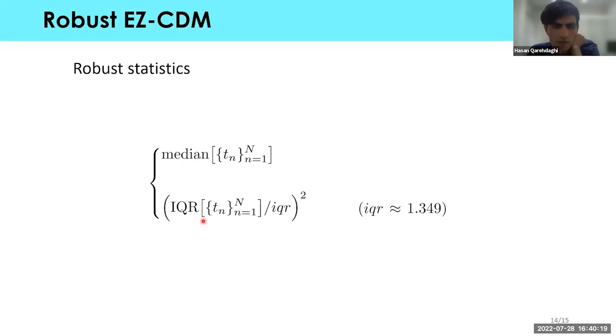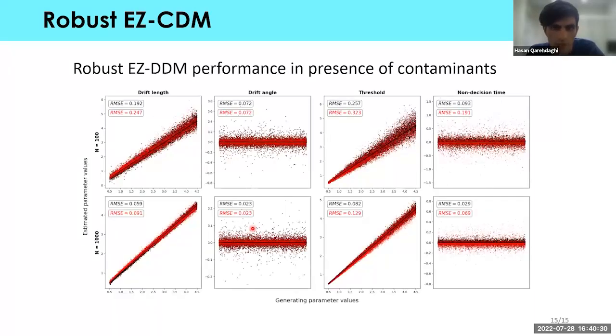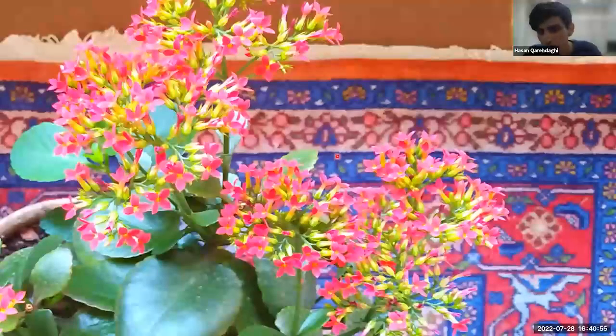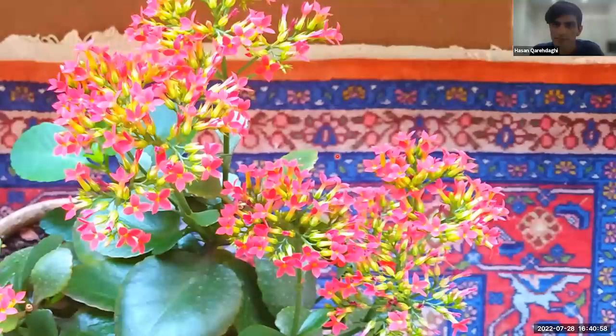And we can calculate the other formulas in the EZ-CDM, just replacing the mean and variance of response time with these two statistics. And estimating the same data sets, we can see that now the results are much more satisfactory, and comparable even to the maximum likelihood estimation on the uncontaminated data. And that was it. Thank you for your attention and time.